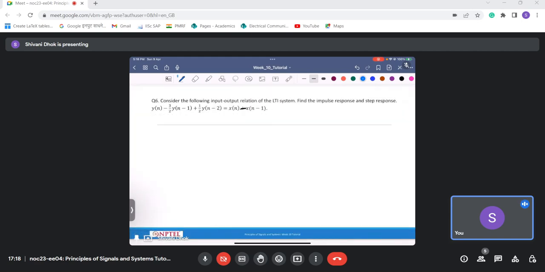So here we have been given an input-output relationship of an LTI system with the help of a difference equation. We need to find the impulse response and step response. The step response means your input x of n is basically u of n. So first let us look at this y of n equation, and let us try to find the Fourier transform.